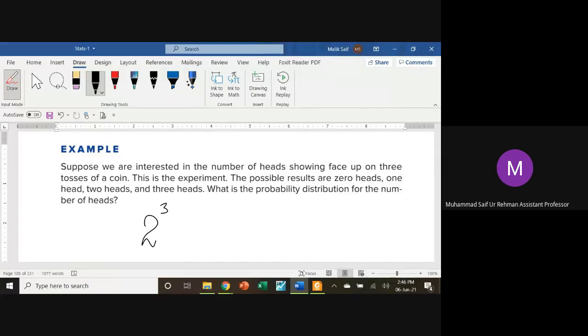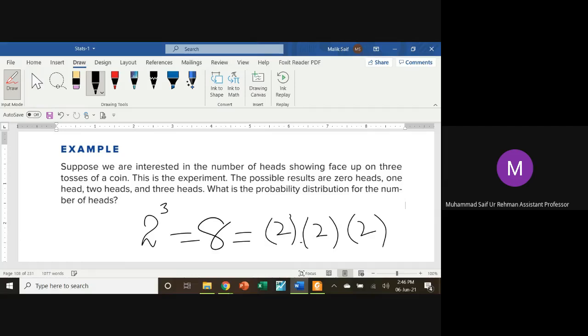So if you are going to toss one coin thrice, or 3 coins once, what will be the multiplication formula? For the first coin, there are 2 possible outcomes, head or tail. For the other coin, there will be 2 possible outcomes. For the third coin, there will be 2 possible outcomes. So 2 multiplied by 2 multiplied by 2, the answer will equal 8.